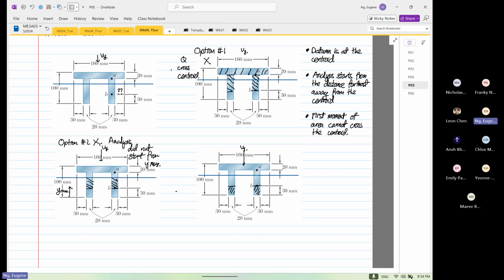And the third one, option number 3, is correct because the analysis starts from where? Y max. Okay. This is a typical example that you can see, right?